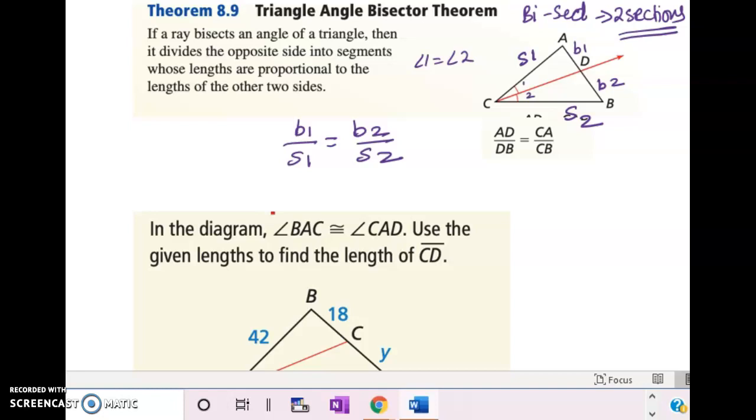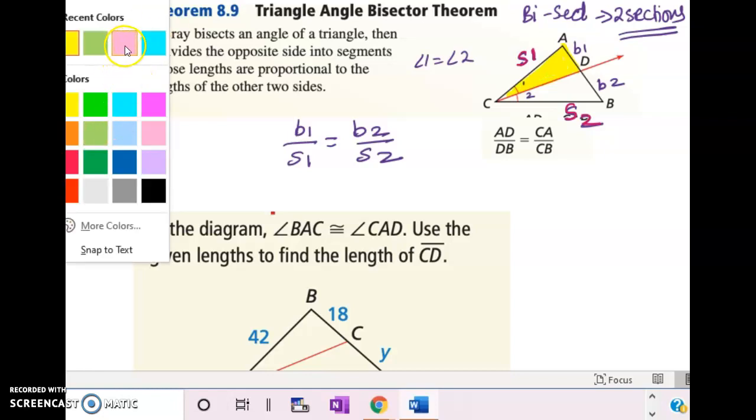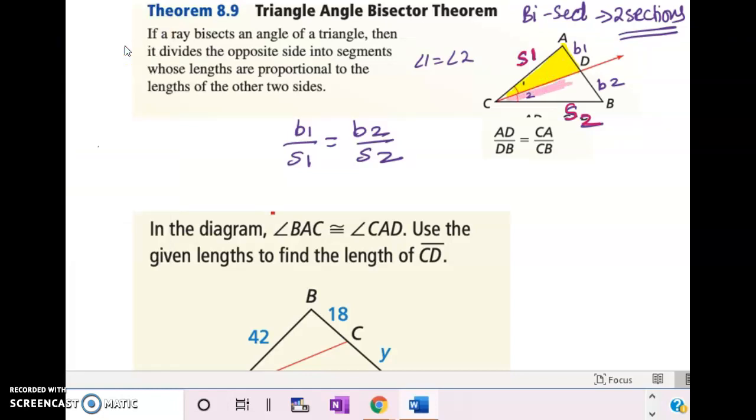We can repeat it again if we would like. Let's change the color to understand it better. Let's say this is side 1, right? And this is side 2. Why did I consider these 2 as different sides? Because, try to understand, they are forming 2 different triangles. This ray is cutting the same triangle into 2 separate triangles, right? So the base of the first over the side of the first will be equal to the base of the second over the side of the second.